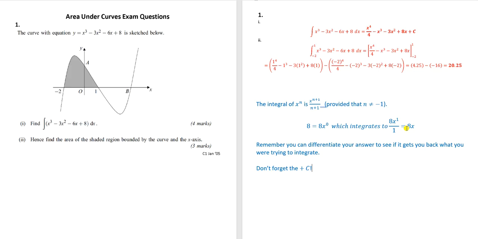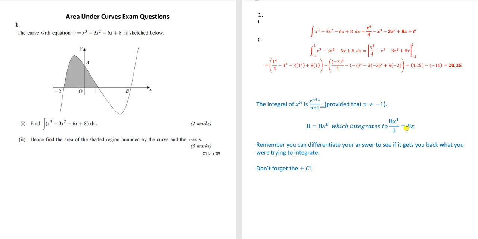And unless we provide any additional information, like, oh, this particular thing has an area between these values or something like that, you're not necessarily going to be able to find the value of c. But we still need to make sure we include it, because it will affect the validity of our answers. There's an entire family of curves that would differentiate to give x cubed minus 3x squared minus 6x plus 8.